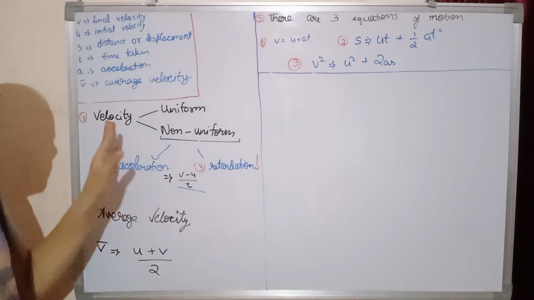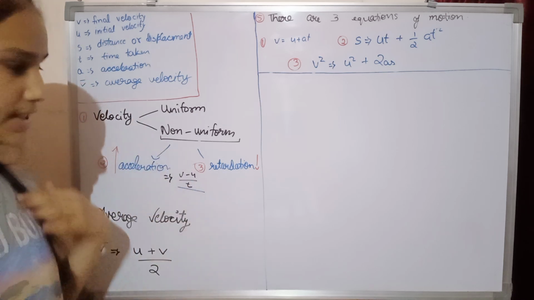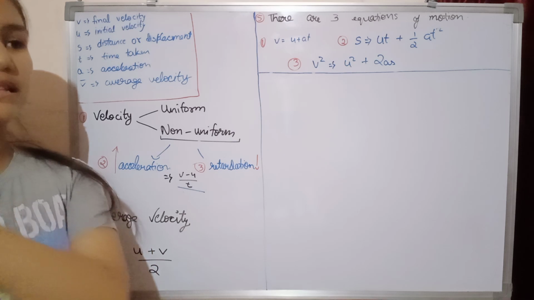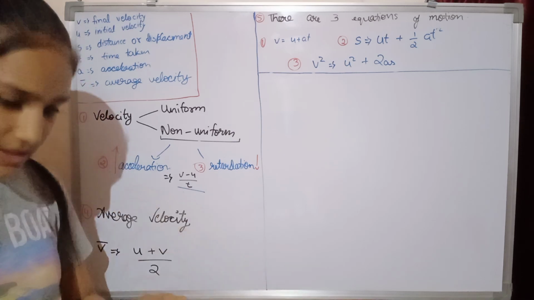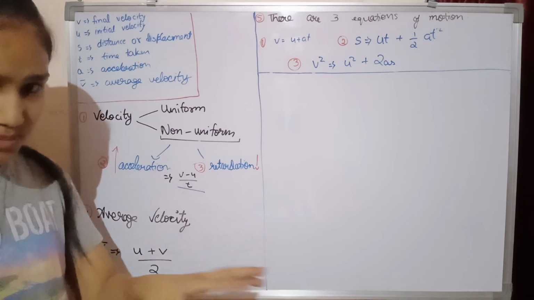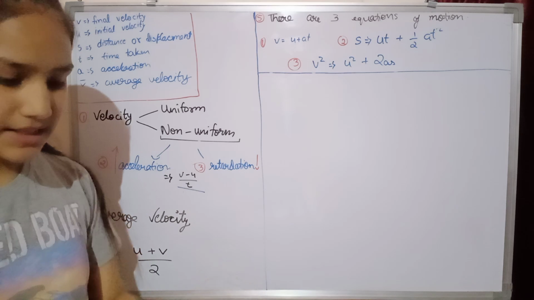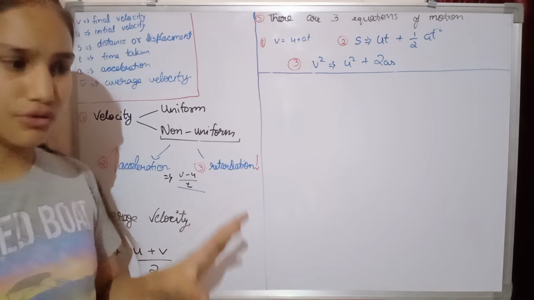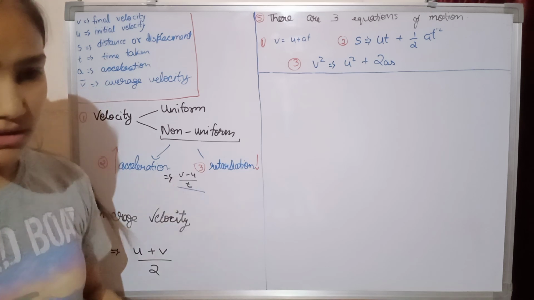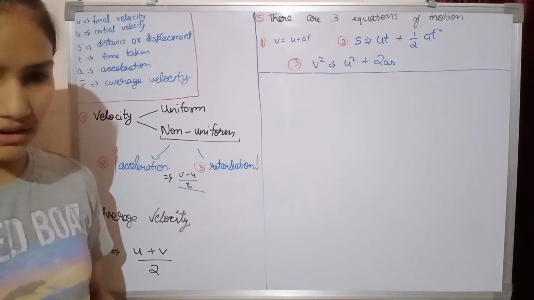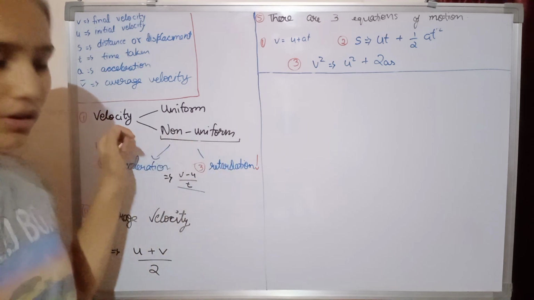Now, velocity is of two types, uniform velocity and non-uniform velocity. Uniform velocity means the velocity of an object remains constant with respect to time, and non-uniform velocity means that the velocity of an object does not remain constant, or it keeps changing its velocity, whether it is increasing or decreasing, then it is known as non-uniform velocity.